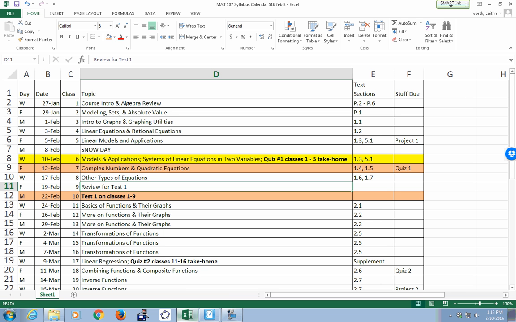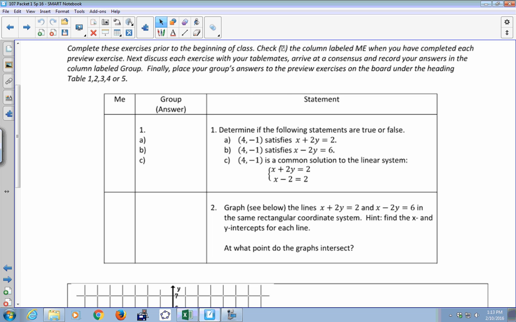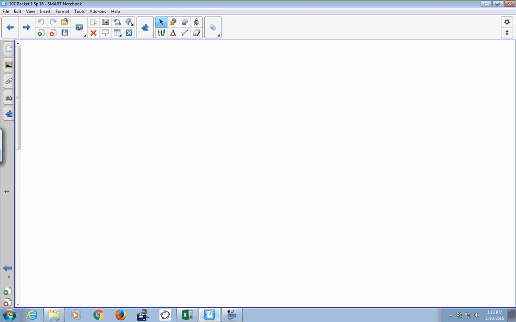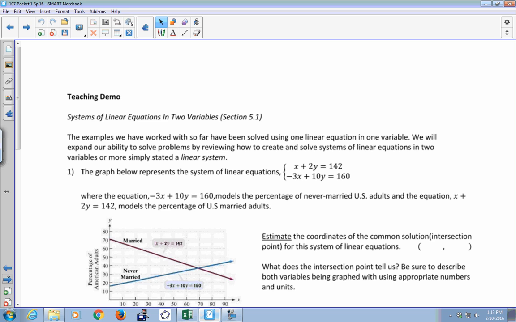And then other things that are coming up, test 1 is going to be the 22nd, got pushed from the 19th. So everything got pushed today, including homework assignments. If you go into MyMathLab, you'll see that all the dates have been pushed. Okay, so people are doing pretty well with the preview exercises. I'm going to jump to the demo.